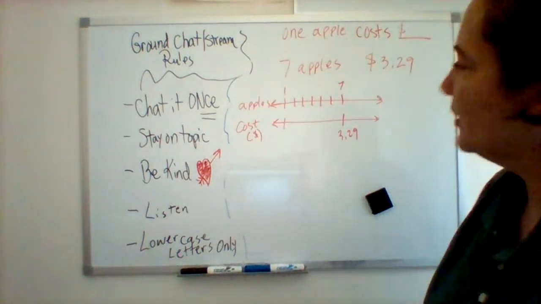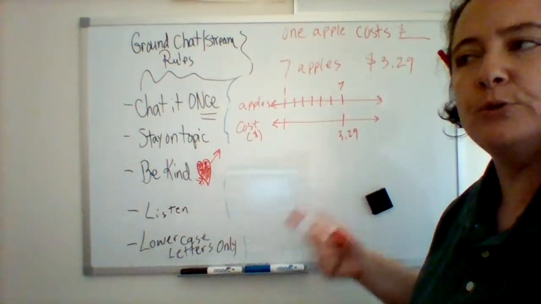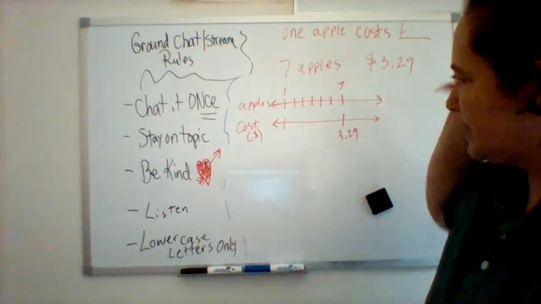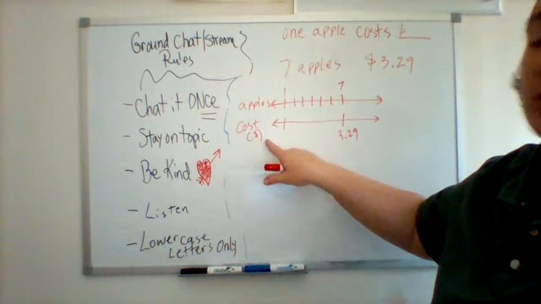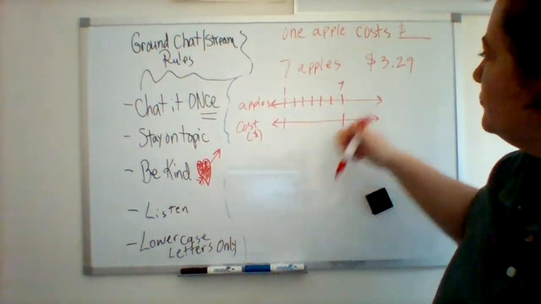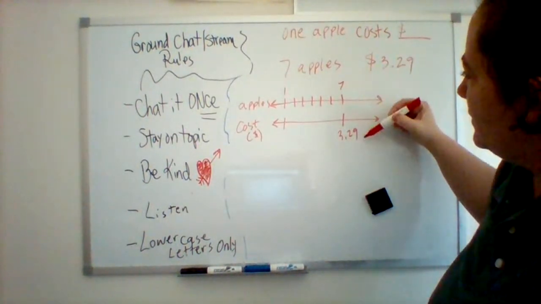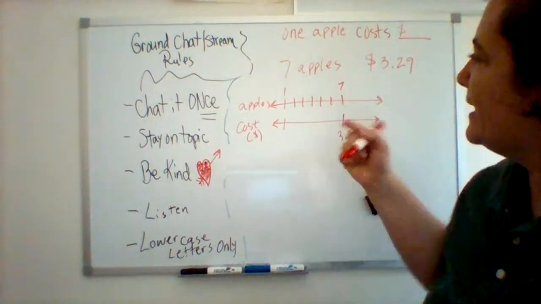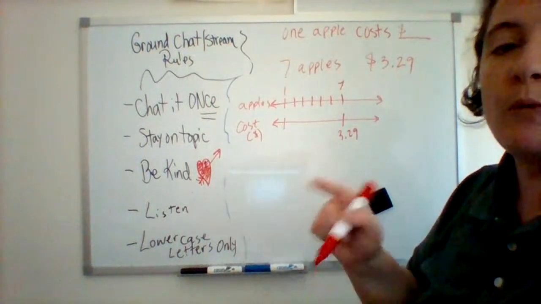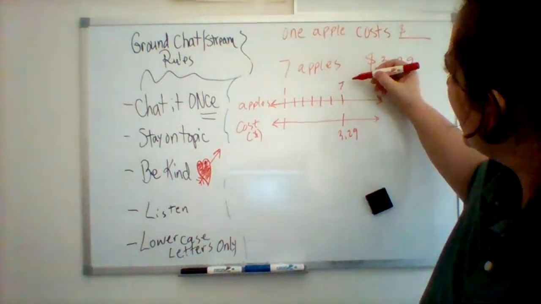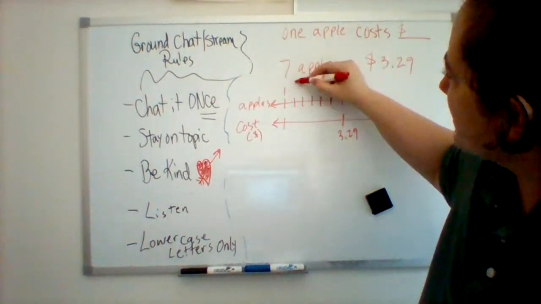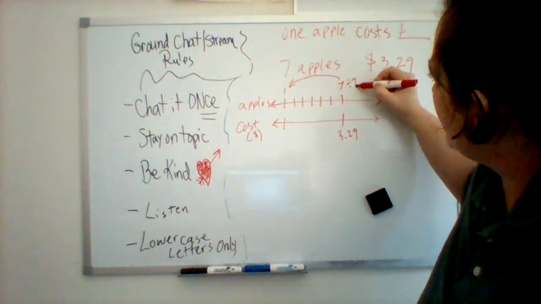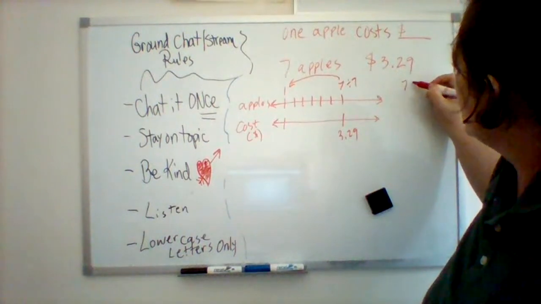Okay, excellent. So that's why I was trying to tell you to draw a double number line to model the situation. Because if you set it up with apples versus cost, if you know that 7 costs $3.29 and you're looking for an equivalent ratio, right here, right now, you know exactly what you have to do. How do I get from 7 to 1? The only way to do that is to either divide by 7 or multiply by what?